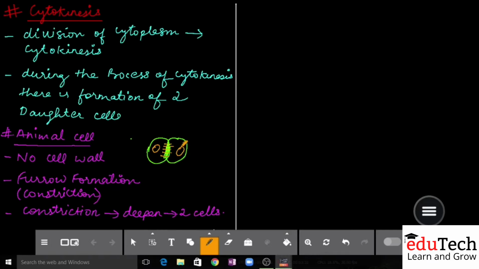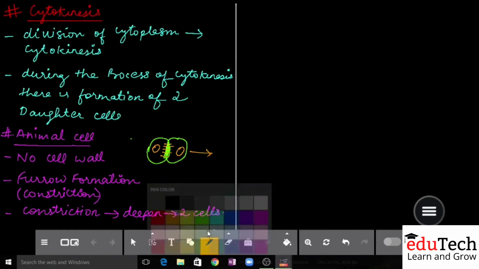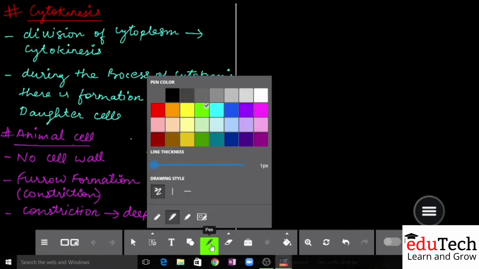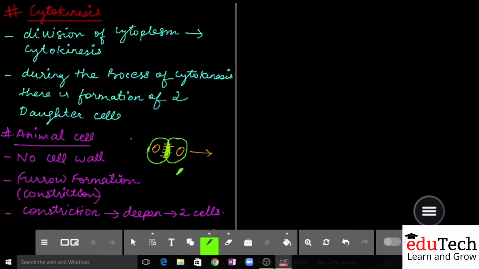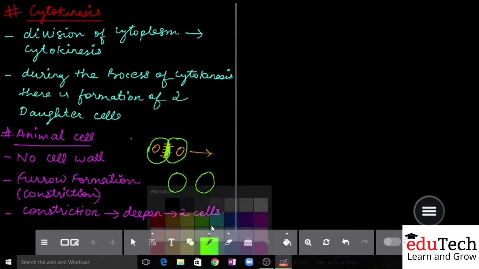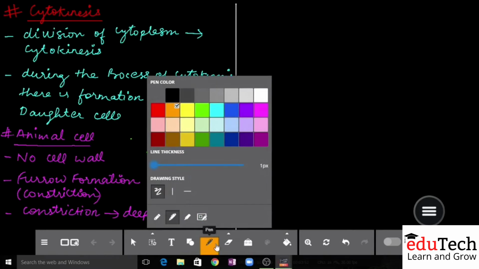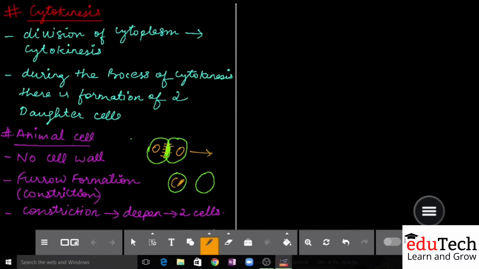So once this constriction or depression is complete, there is complete separation of the two cells. How will it look? One cell and a second cell. Simple as that. As I said earlier, the process is a bit simpler. This is how cytokinesis in animal cells takes place.